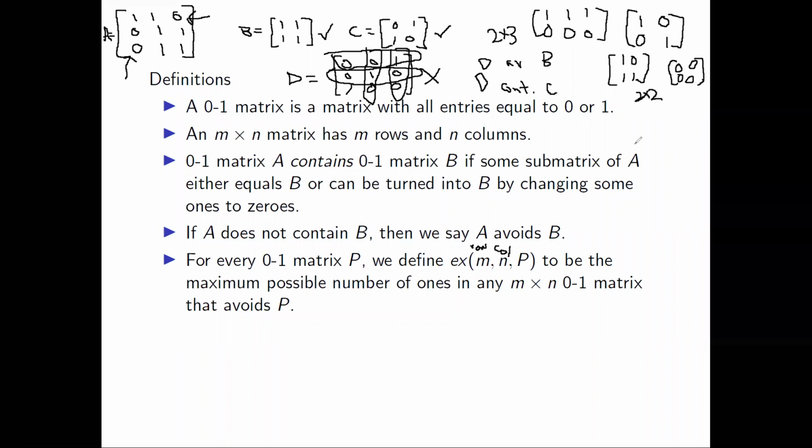We'll be focusing on the square version of this extremal function, where the number of rows and the number of columns is the same. This is the most well-studied version of the extremal function. So specifically, we'll be focusing on the extremal function Ex of n comma P, which is equal to Ex of n comma n comma P. We use this shorthand with only 2 inputs to represent the square version of the extremal function.